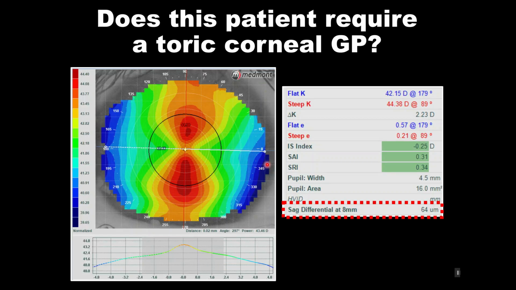So what does that mean to you? Well, at 64 microns, that's a fair amount of difference. That means that you would have 64 microns of fluid underneath this point and this point in the contact lens, and of course landing across the low elevation of the eye.